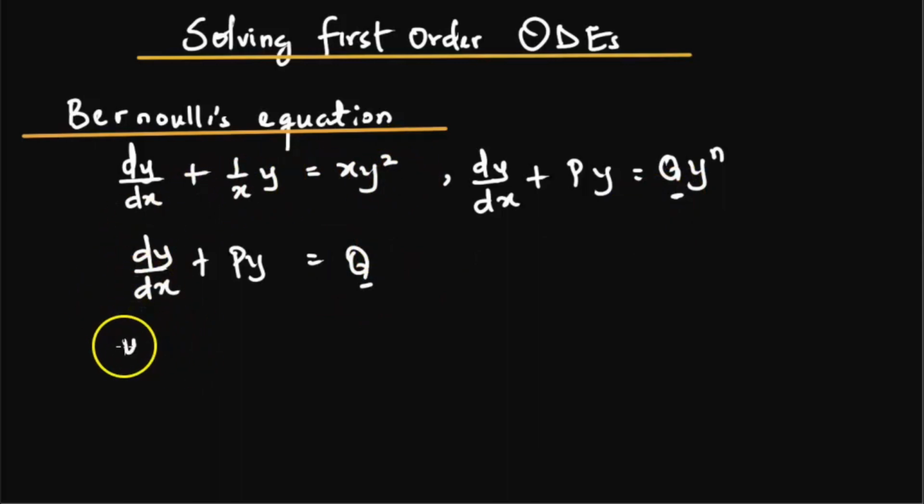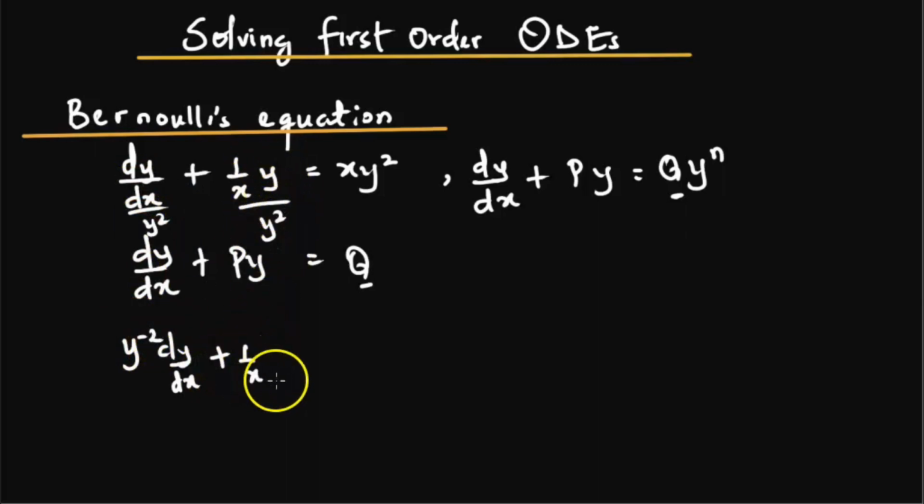So we have y to the power minus 2 dy/dx plus, when we divide this by y squared, we have 1 minus 2, right? This by y squared gives us y to the power minus 2. So this by y squared, we have 1 minus 2, which is minus 1. So we have 1 over x times y to the power minus 1. And this by y squared, we are left with x equals x.